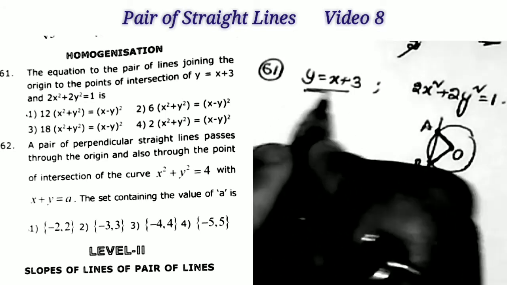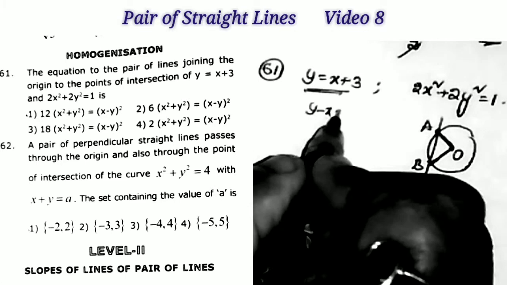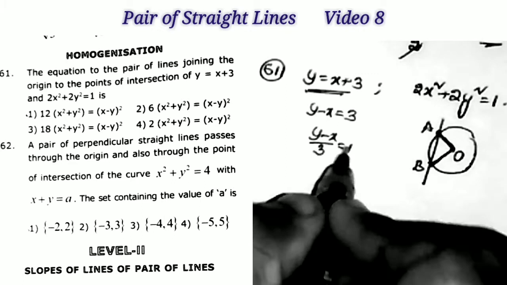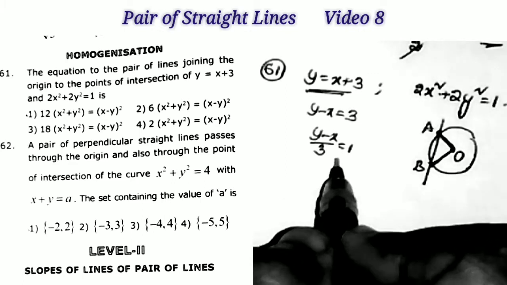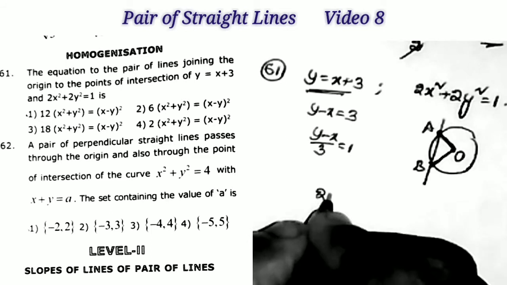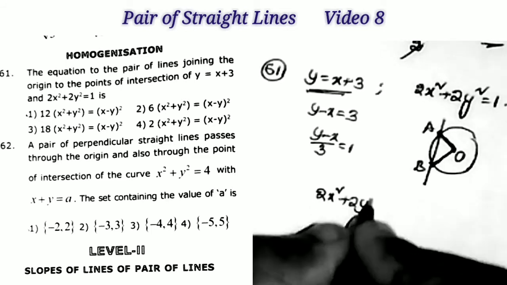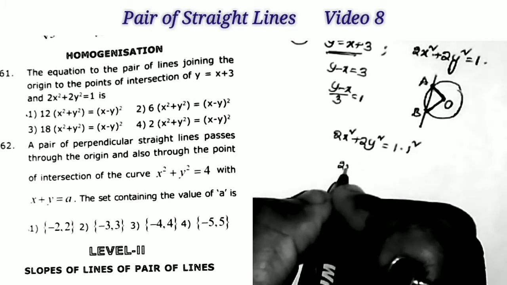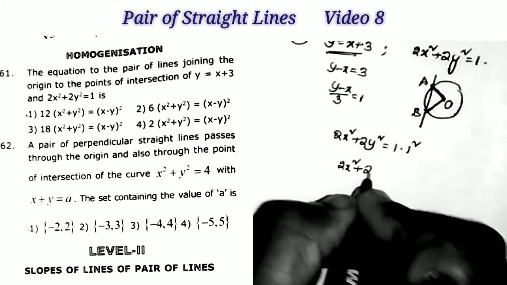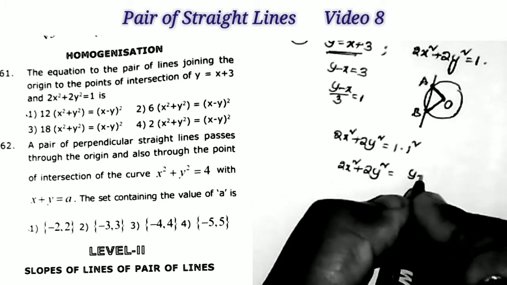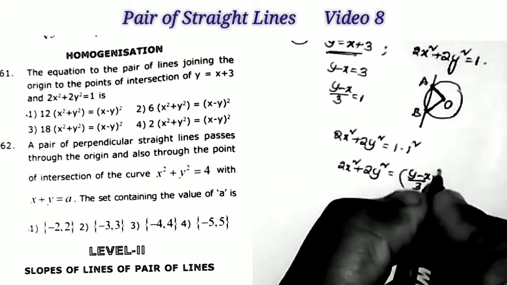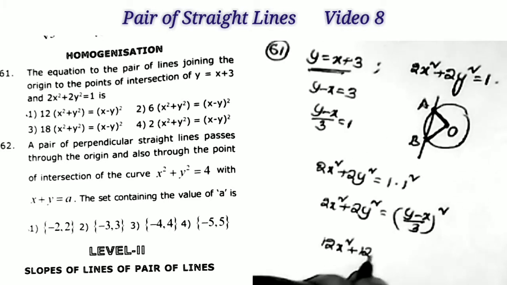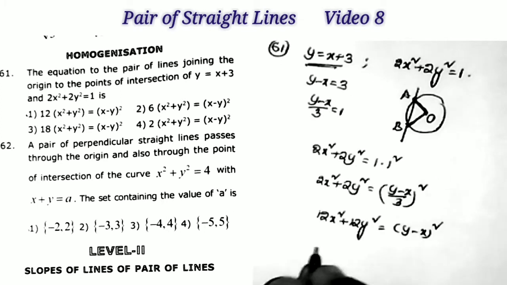First, from the given line equation we have to take the value of 1, that is (5 minus x) by 3 is equal to 1, and do the homogenization with the help of this to the given curve. That is, writing the given curve here, 2x square plus 2y square is equal to 1, and in place of the constant we take the 1 square value. Now replacing this value here, 2x square plus 2y square is equal to ((y minus x) by 3) whole square. Now taking the cross product, 12x square plus 12y square is equal to (y minus x) whole square. Okay, this is the first option.